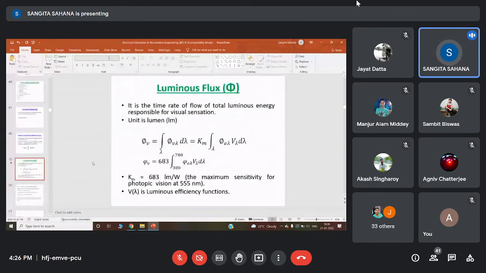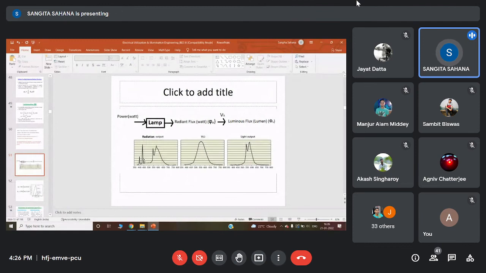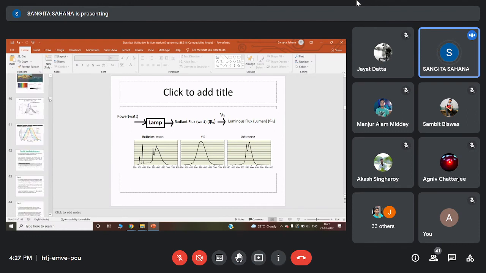Just a little while ago I said that this is the radiation output from a source. You have to consider the V lambda along with that. Only that part is useful. The rest is wastage. So we have to consider the radiation output as well as the V lambda. Then you can compute the total useful part, or the light output part. Okay, now tell me.